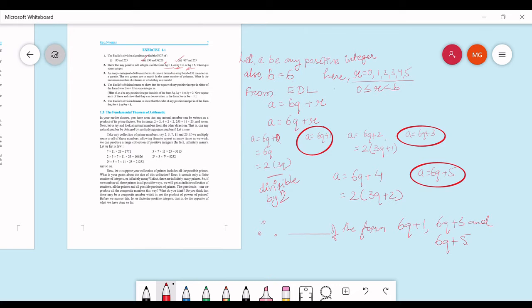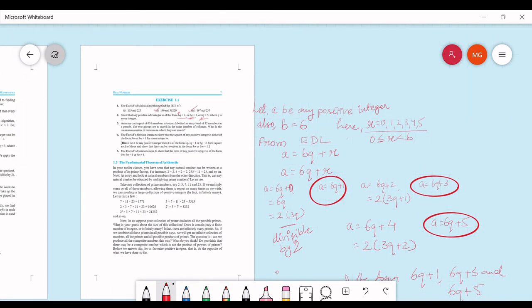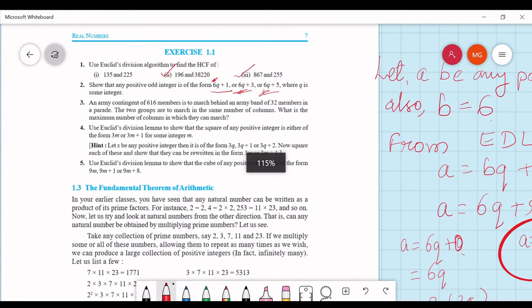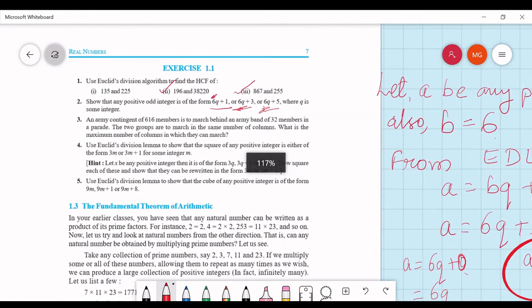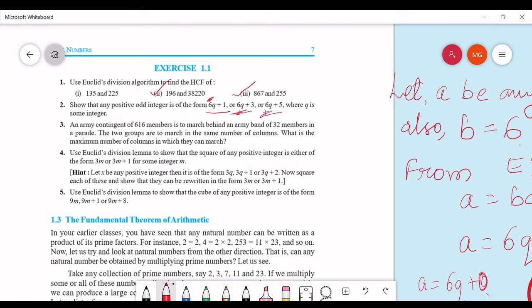Okay, now we should move on to the next question, that is your third one. Okay, I suggest you that you should always keep your maths textbook with you whenever you are watching this video lecture. So this is easier for you. Okay, now question number 3. An army contingent of 616 members is to march behind an army band of 32 members in a parade. The two groups are to march in the same number of columns. What is the maximum number of columns in which they can march?